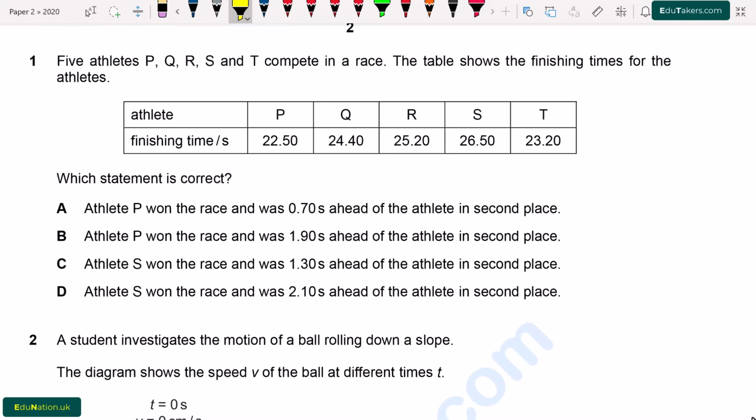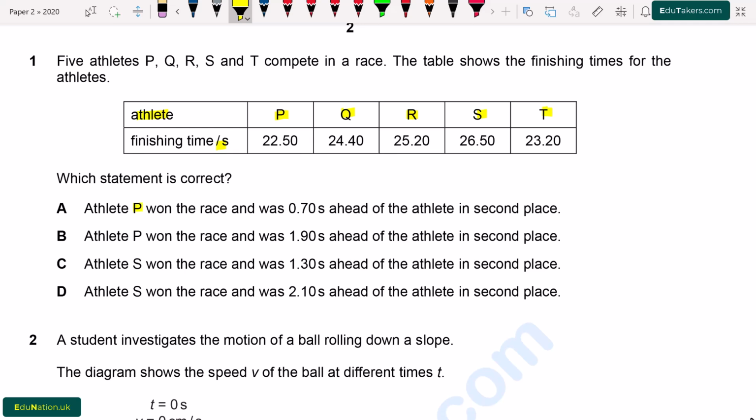Question number 1. Five athletes P, Q, R, S and T compete in a race. The table shows the finishing times for the athletes. There are 5 athletes P, Q, R, S and T. The finishing time is shown for each of these athletes. Which statement is correct?